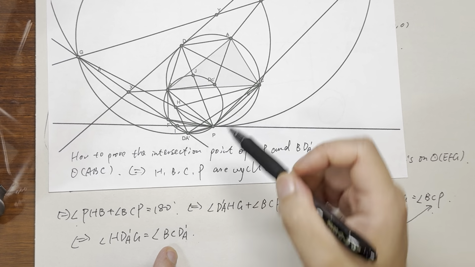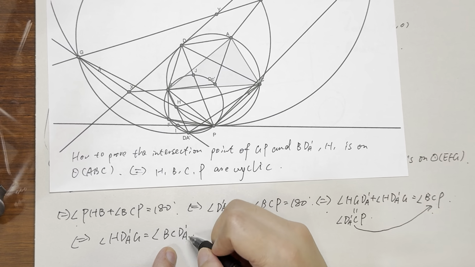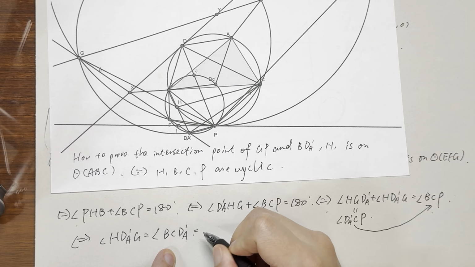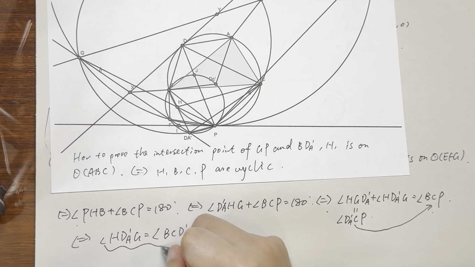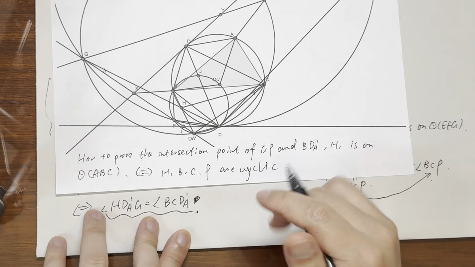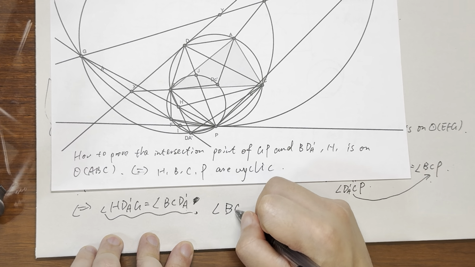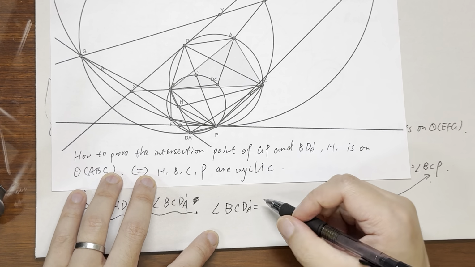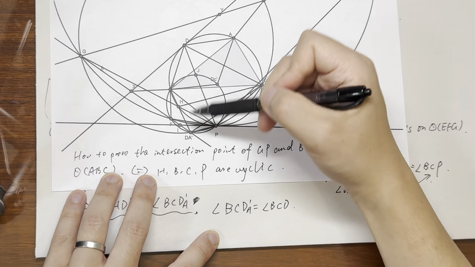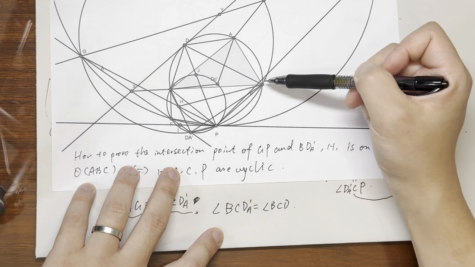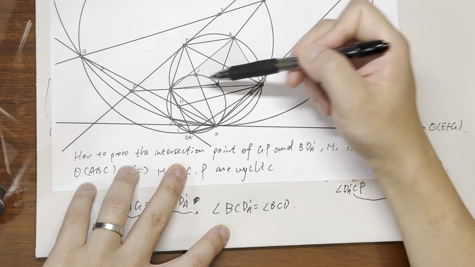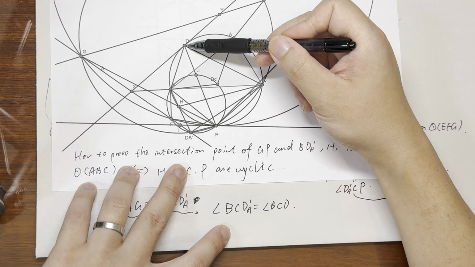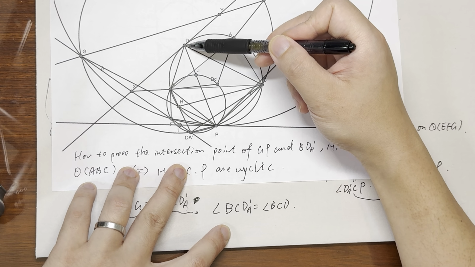We want to prove that angle HDA prime G equals angle BCDA prime. Now think about the angle BCDA prime. Angle BCDA prime equals angle BCD, right? We want to prove this one. Angle BCDA prime equals angle BCD, because D and DA prime are symmetrical points with respect to BC, right? So angle BCDA prime equals angle BCD, which equals angle BAD, right?